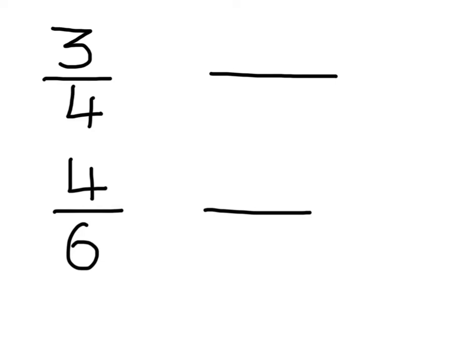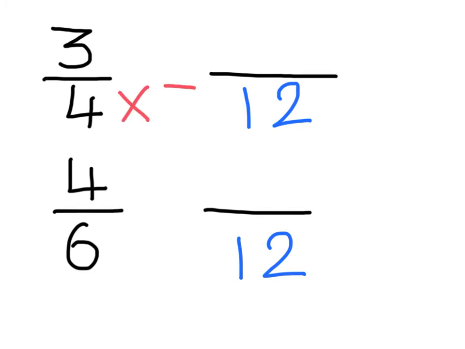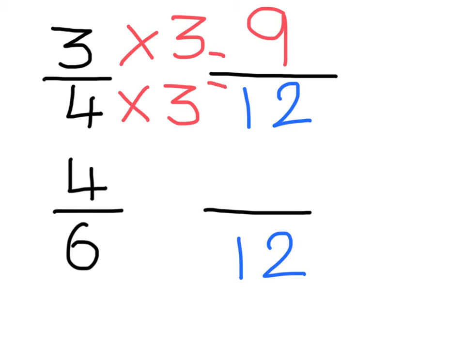Having found the common denominator of each of the fractions, which we've just seen is 12, now step 2: I need to change each of those fractions into that common denominator. I know, for example, that 4 multiplied by 3 is 12. So therefore, whatever I do to the bottom number, I do the same to the top, to the numerator. 3 multiplied by 3 is 9. So 3/4 is equivalent to 9/12.